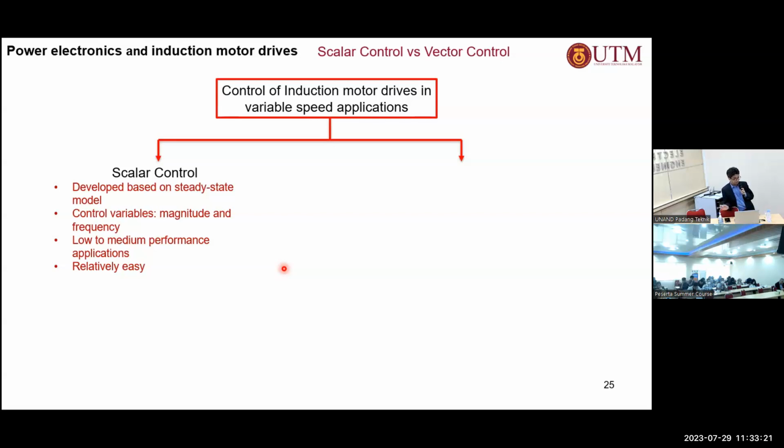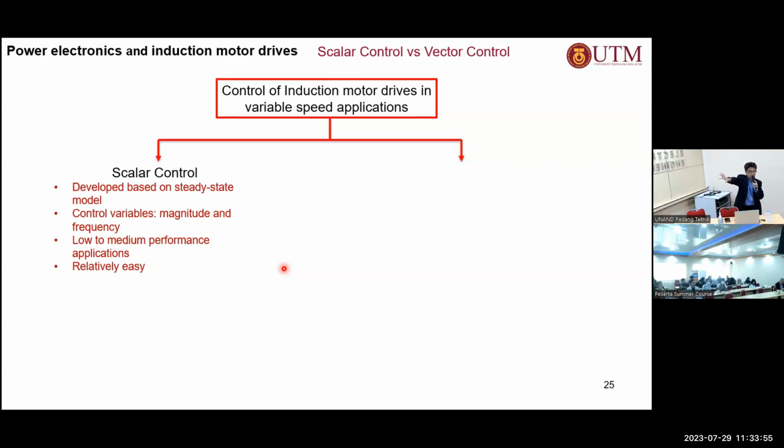You have a leakage inductance, you have the magnetizing inductance, you have the stator resistance and rotor resistance. I'm not sure whether you are familiar with that, but that is basically a steady state model. That model is not valid under transient states where the speed and the voltage vary in real time, right? So the scalar control is developed using this steady state model, and the control is on the magnitude and frequency. This is what I introduced to you earlier, before the invention of the field-oriented control.